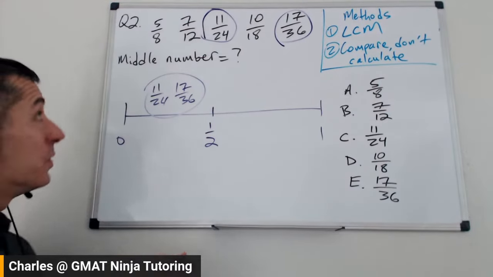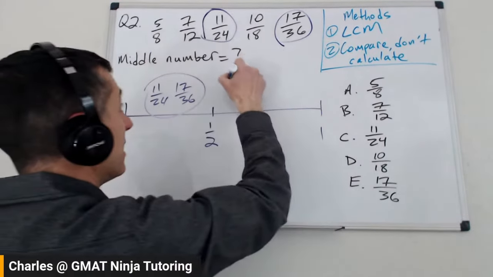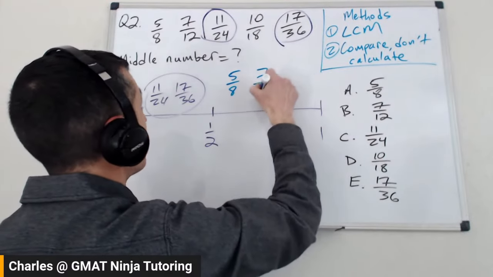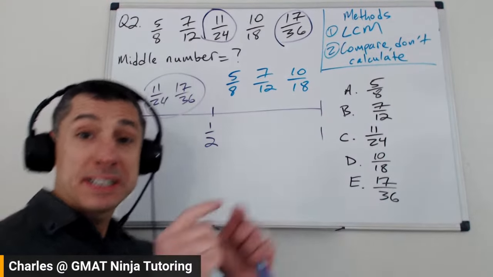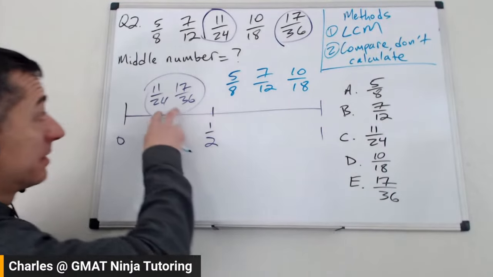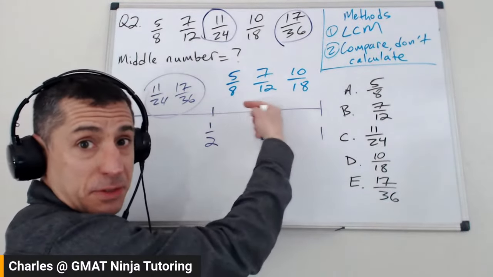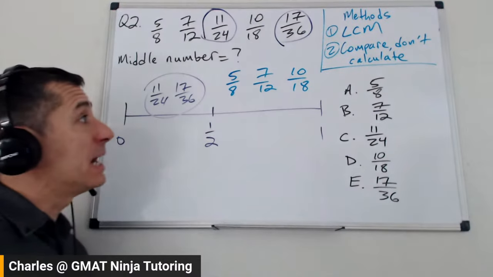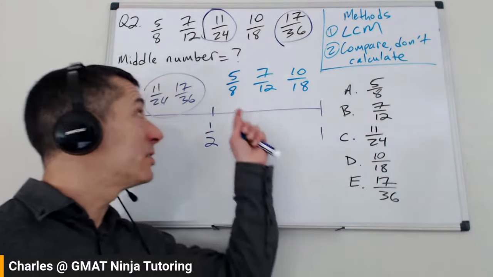So what am I trying to do? Really, all I'm trying to do is figure out, of these last three, 5/8, 7/12, 10/18, which one is smallest? Then I'm done. These two are less than a half. These three are all bigger. If I can find the one that is the smallest of the three bigger, I've got the middle number. I'm done.